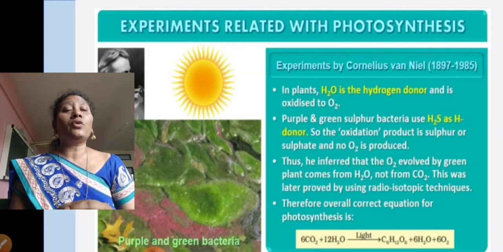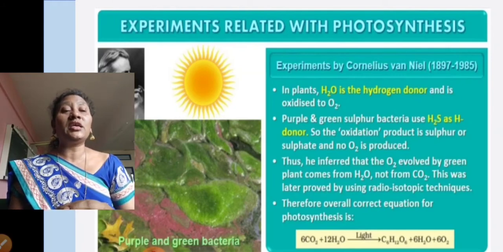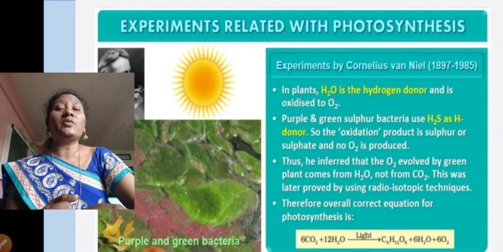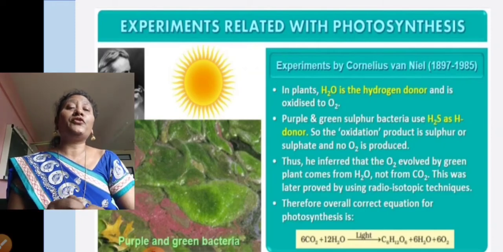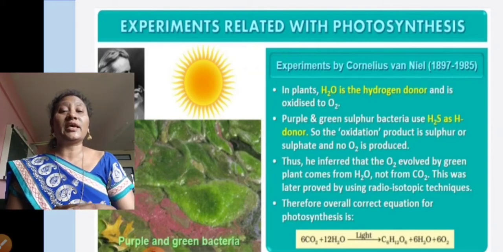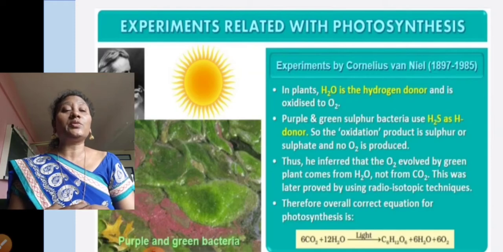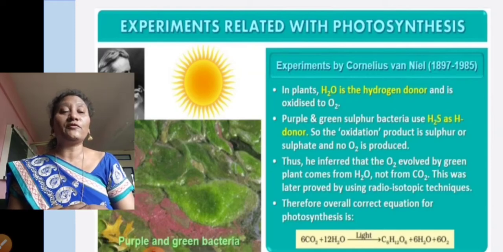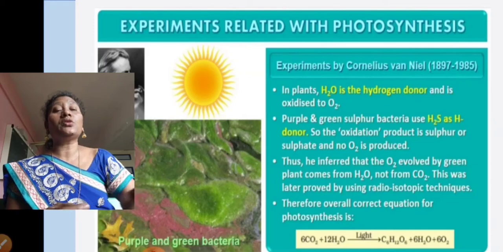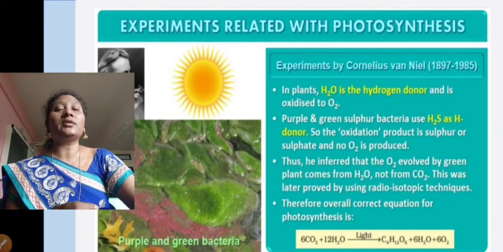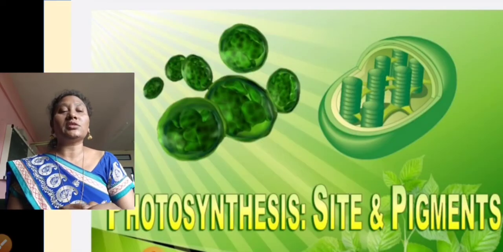Therefore, after many studies, the complete overall equation for photosynthesis, important for your exam, is 6CO2 plus 12H2O gives rise, in the presence of light, to C6H12O6 plus 6H2O plus 6O2. You can write chlorophyll there also. So oxygen is a byproduct during the process of photosynthesis.